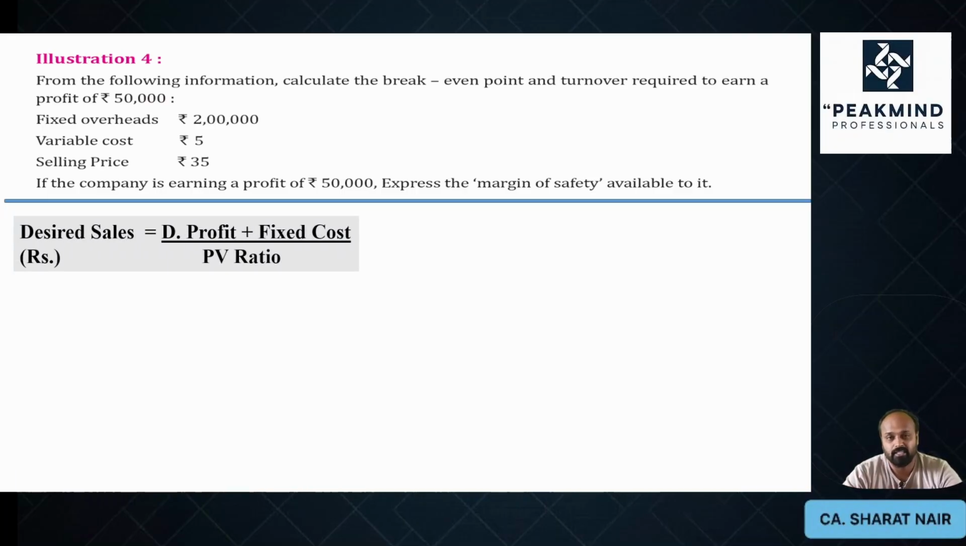So let's write down the formula. Desired sales is equal to desired profit plus fixed cost divided by PV ratio.